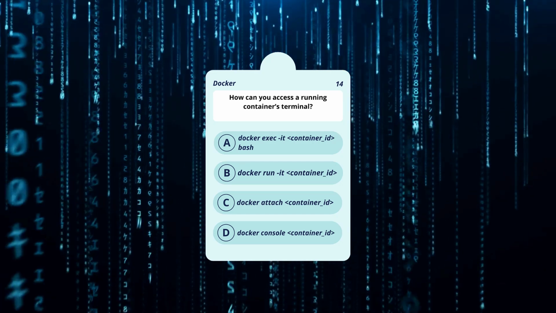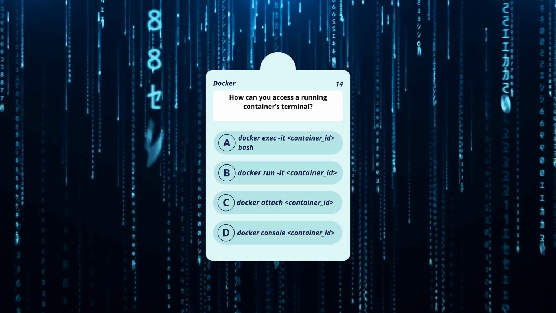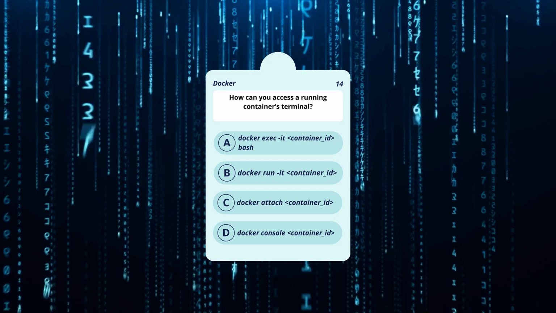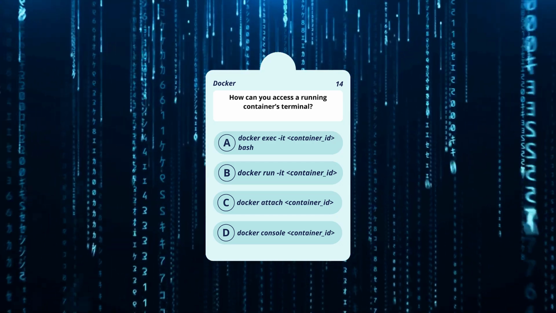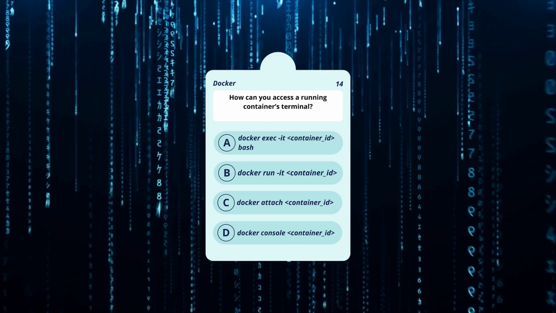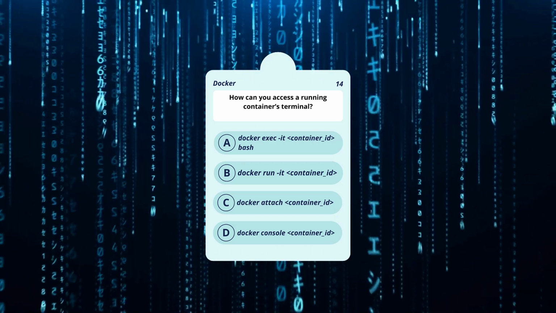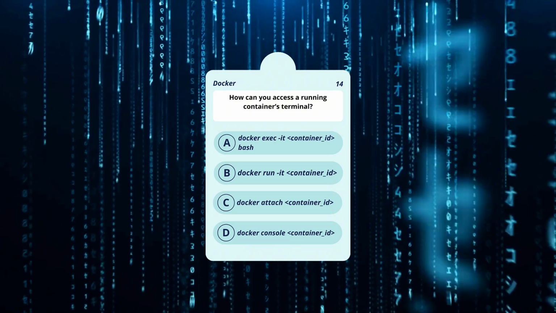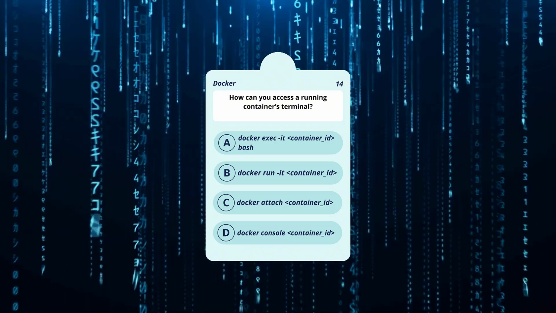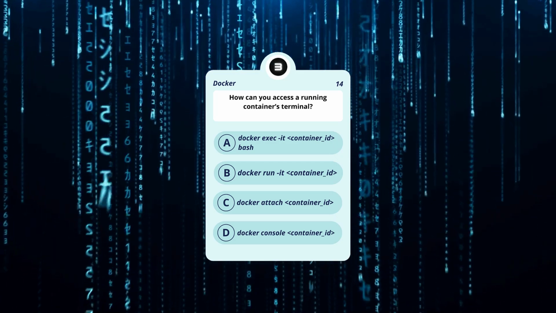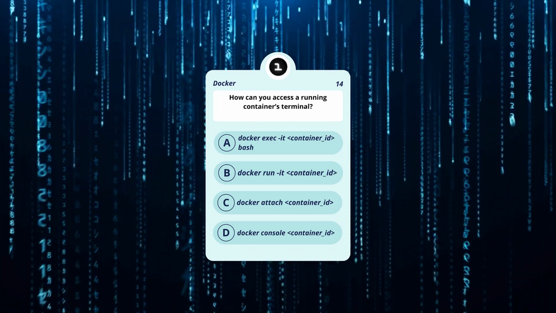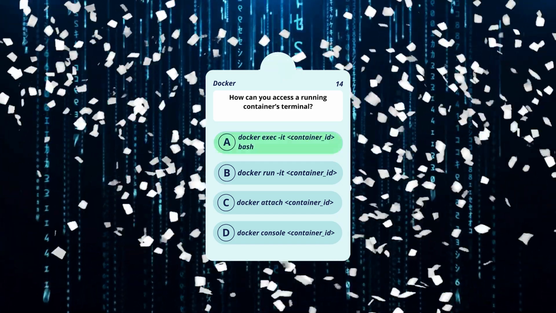How can you access a running container's terminal? A. docker exec -it <container_id> bash. B. docker run -it <container_id>. C. docker attach <container_id>. D. docker console <container_id>. Answer.